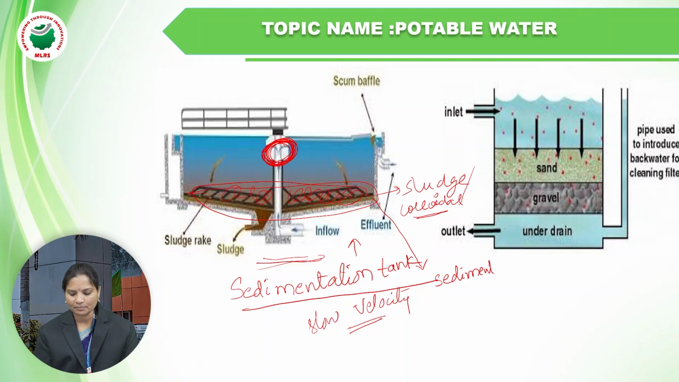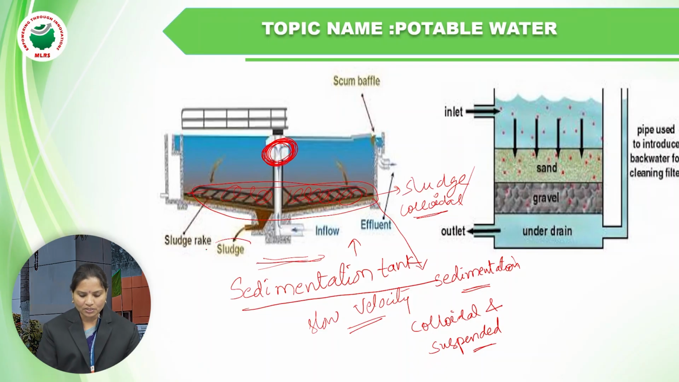Here in the sedimentation process, why are we using it? To eliminate the colloidal particles, the colloids, and also the suspended impurities. This is the main aim and importance of the sedimentation process. In this process, colloids, sludge, and white precipitates of impurities can be eliminated. So half of the filtration work will be done by the sedimentation process.